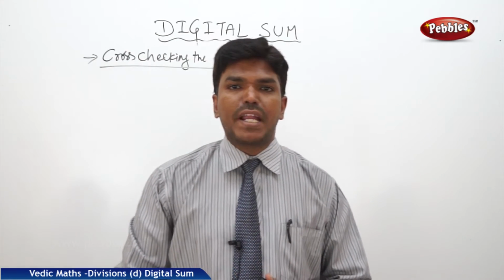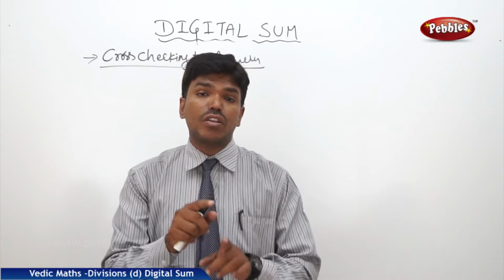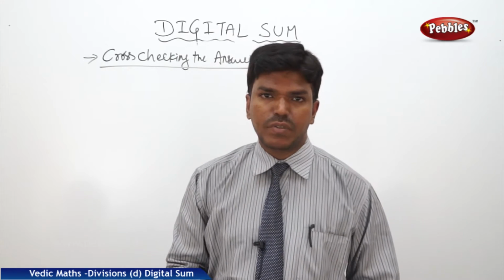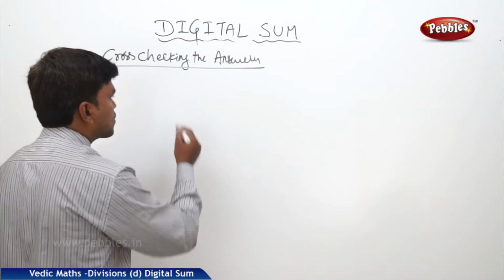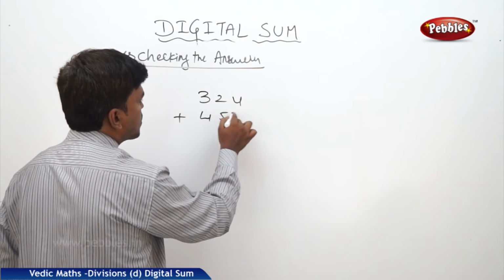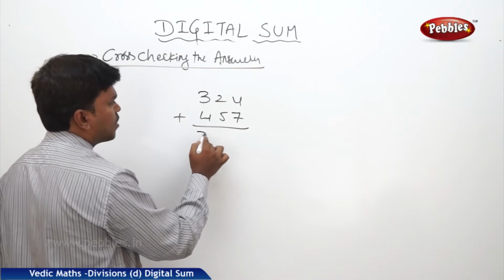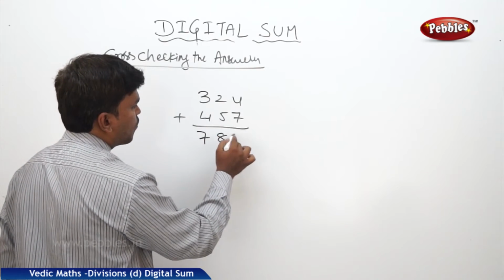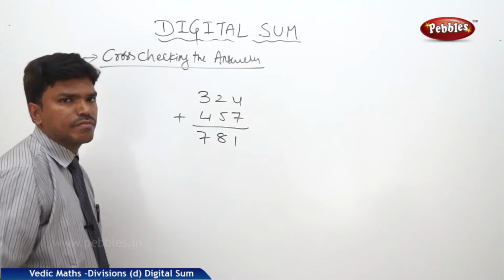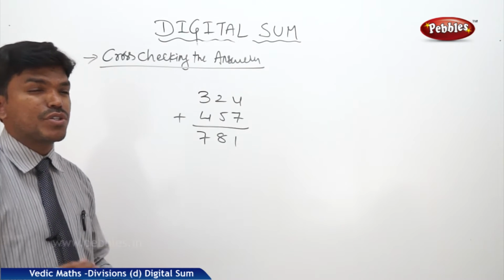This digital sum is very useful for cross-checking answers which you have already calculated. For example, suppose 324 plus 457. I want to add these two numbers. So 3 plus 4 is 7, 7 but 8, 1, 781. I got the answer. I want to check whether it is correct or not, but in a faster way.